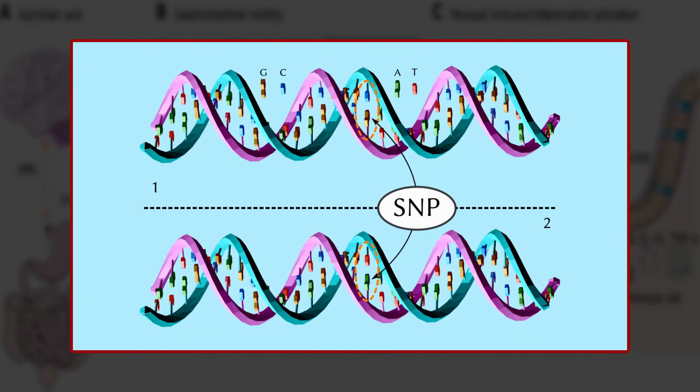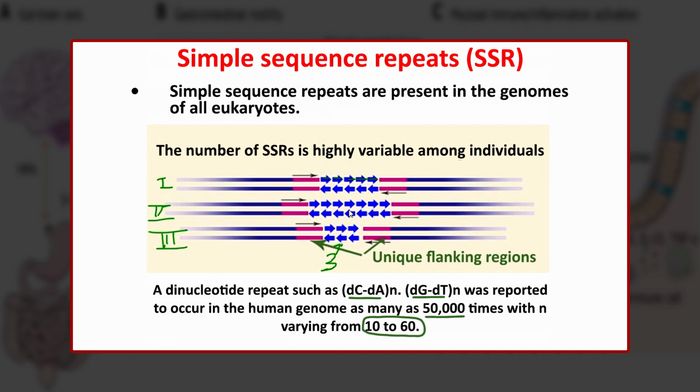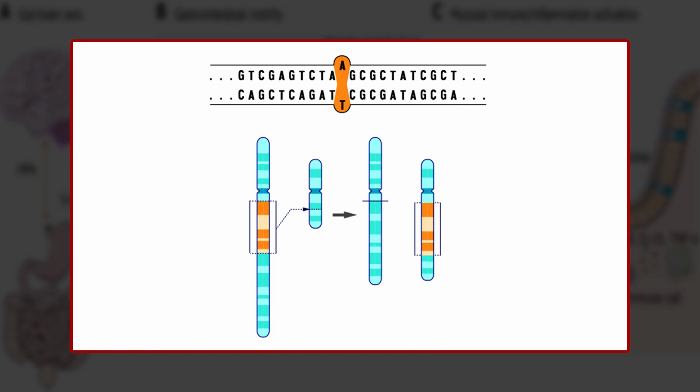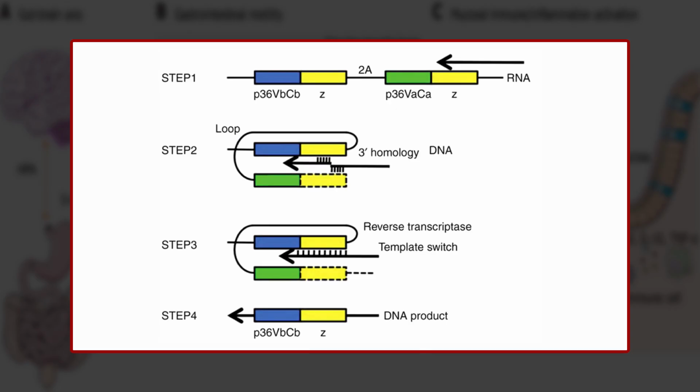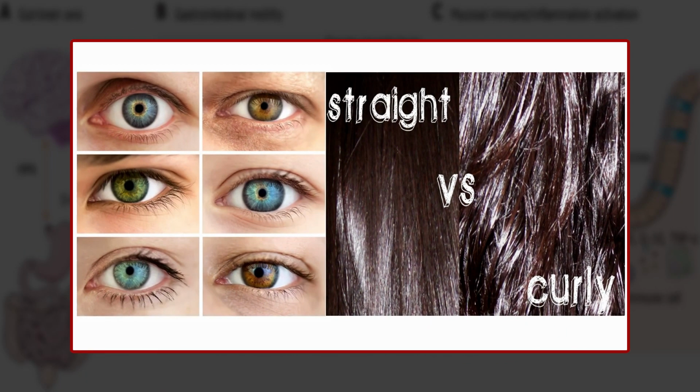Genome variability includes a wide range of variations from single base pair change, many base pairs, and repeated sequences. Sources include single nucleotide polymorphisms, that is SNPs, sequence repeats, insertions, deletions, and recombinations. For example, genetic polymorphism might give rise to blue eyes versus brown eyes or straight hair versus curly hair.